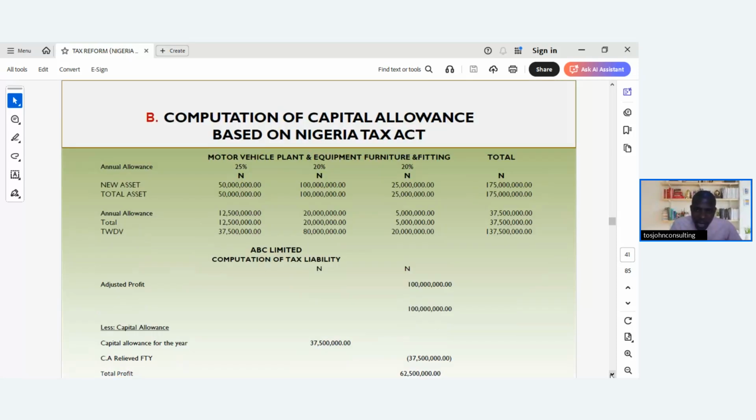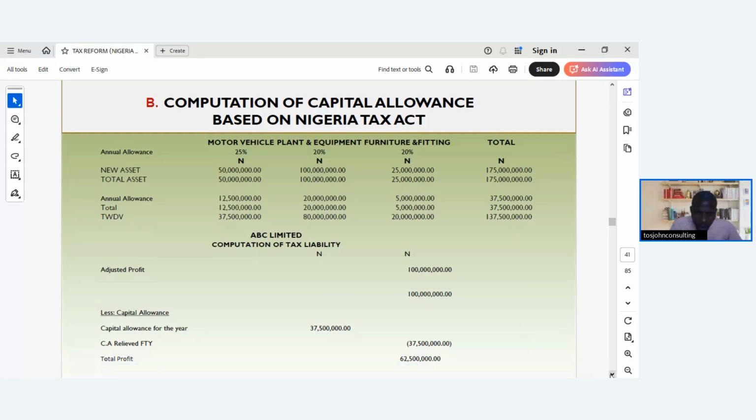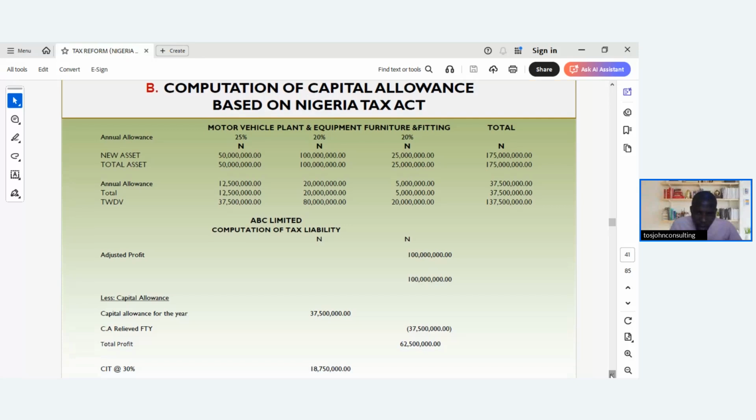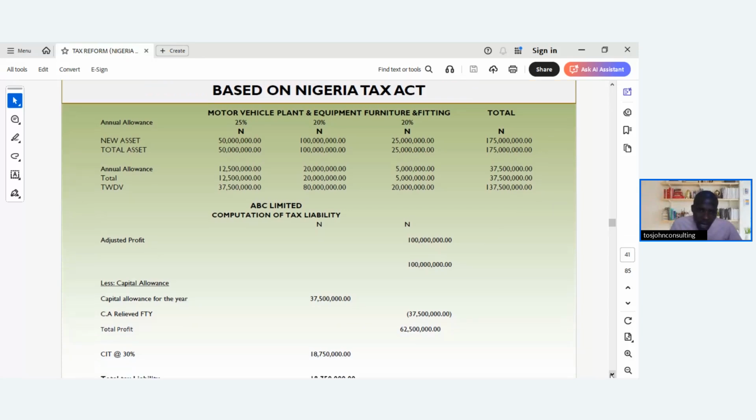Then, based on Nigerian Tax Act, look at what we have. Initial allowance has been abolished. So you can see what we are going to be having in the audited accounts. So you can see we have 10 million there and we have 18 million here. Look at the difference, it's wide.